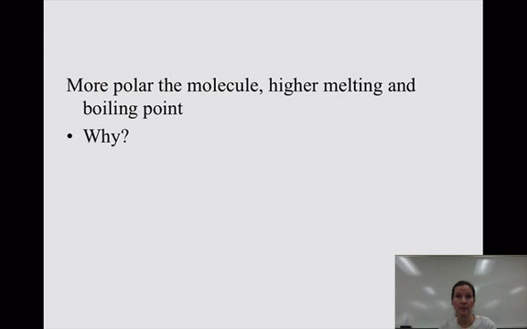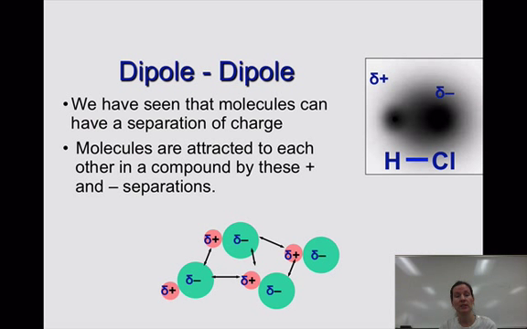Why? Remember that melting point and boiling point are about increasing the space between the molecules. That space is a byproduct of how well adjacent molecules attract one another. So molecules are being attracted to one another based on these partial charges. If you have a greater separation of charge, meaning a more polar molecule, you'll have a greater force of attraction. Essentially, this partial negative and partial positive will have a larger magnitude. Greater force of attraction means more force to overcome.